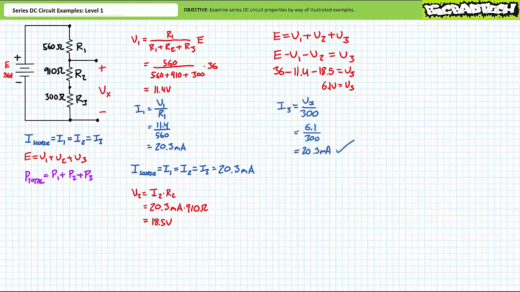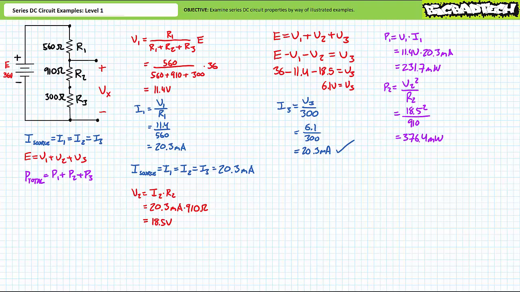As a means of checking our work, we can use Ohm's law to solve for I3. Substituting our value obtained using Kirchhoff's voltage law does indeed yield 20.3 milliamperes as we'd expect. P1 equals V1 times I1. Substituting our given values demonstrates that P1 is 231.7 milliwatts.